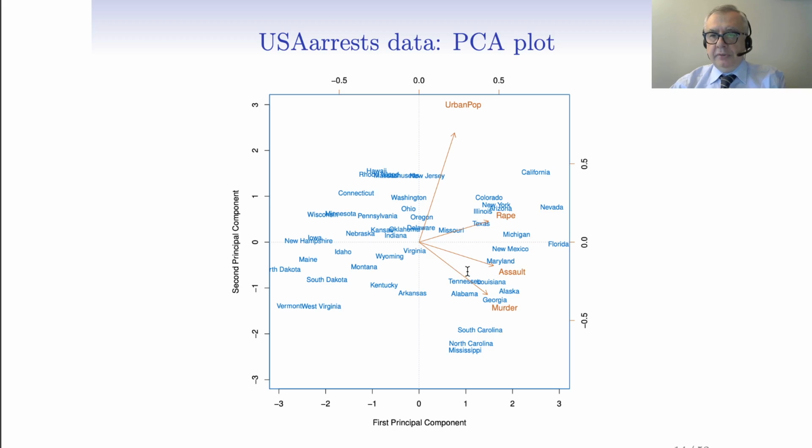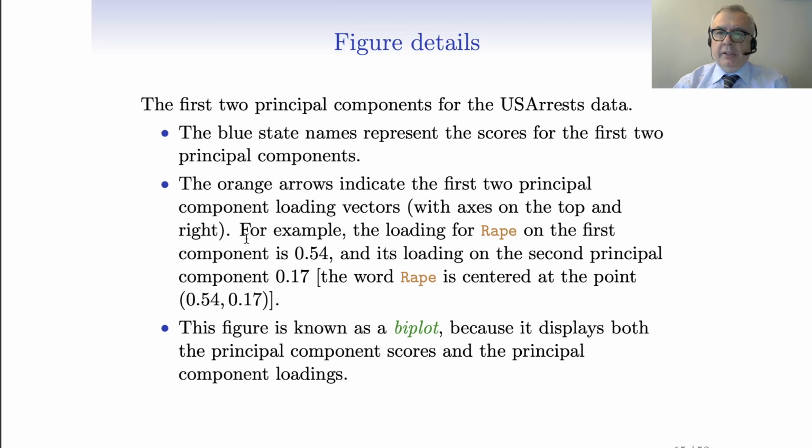It is interesting to see that assault has a direction which is quite similar to the first principal component. So it seems the first principal component is a linear combination of the features where rape, assault, and murder are the most important components. And on the other hand, the second principal component seems to have to do mainly with the urban population. Okay, but let's go into some detail.